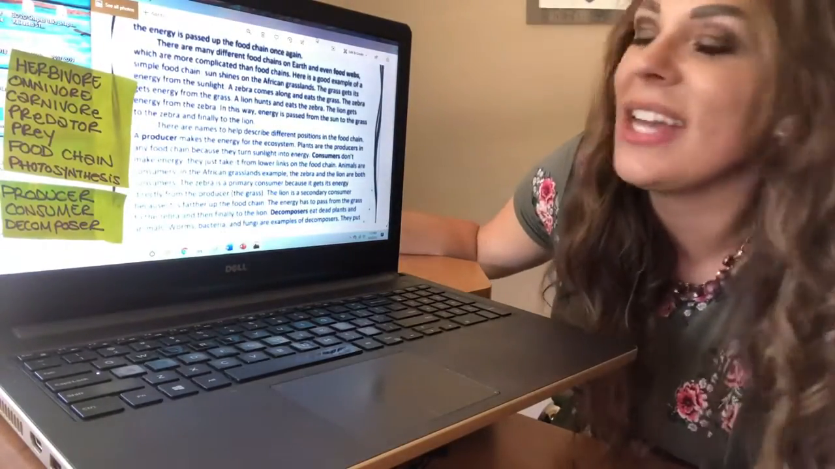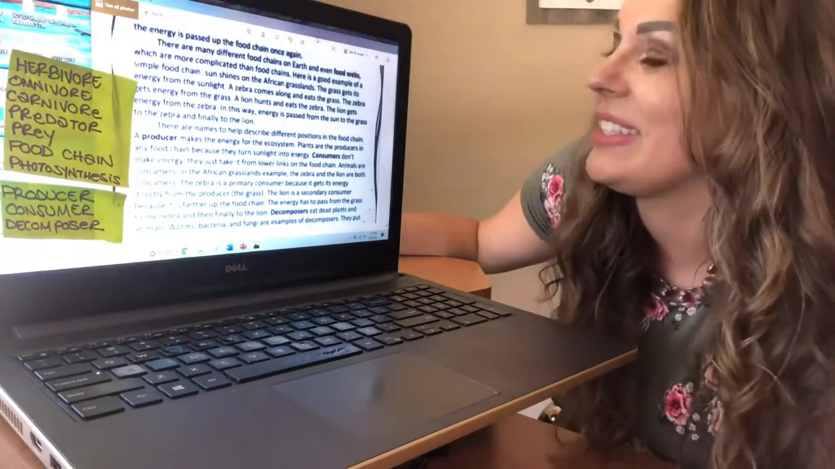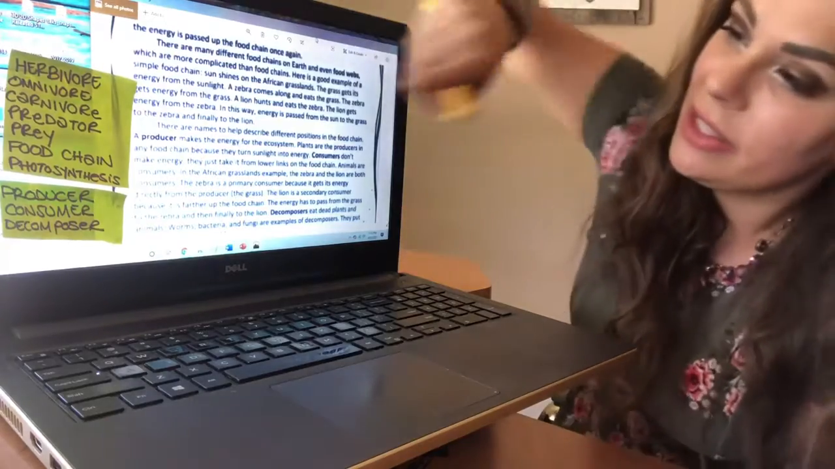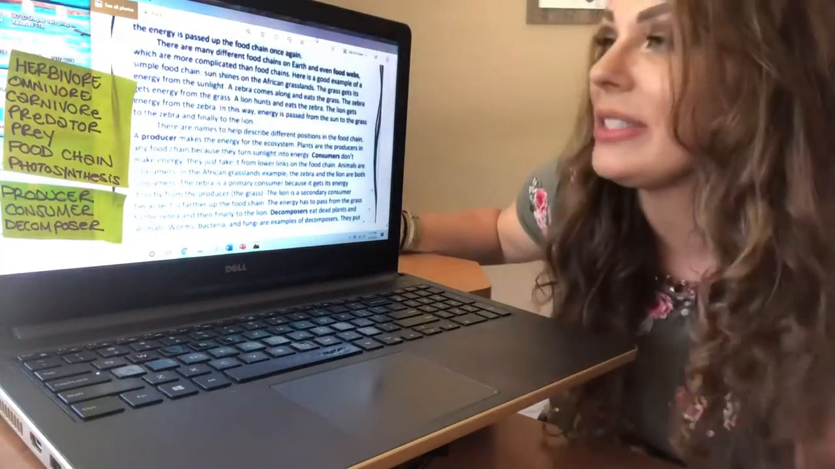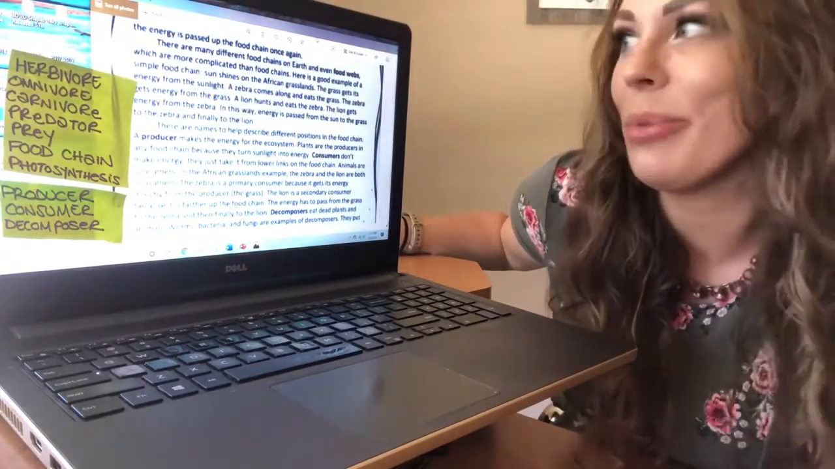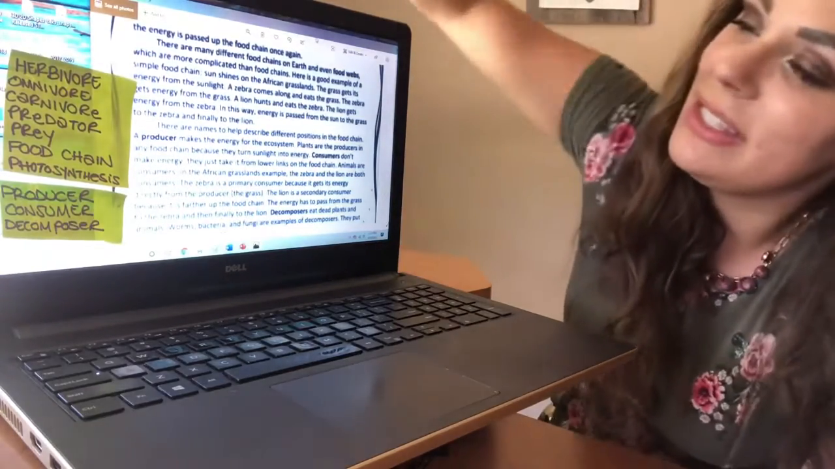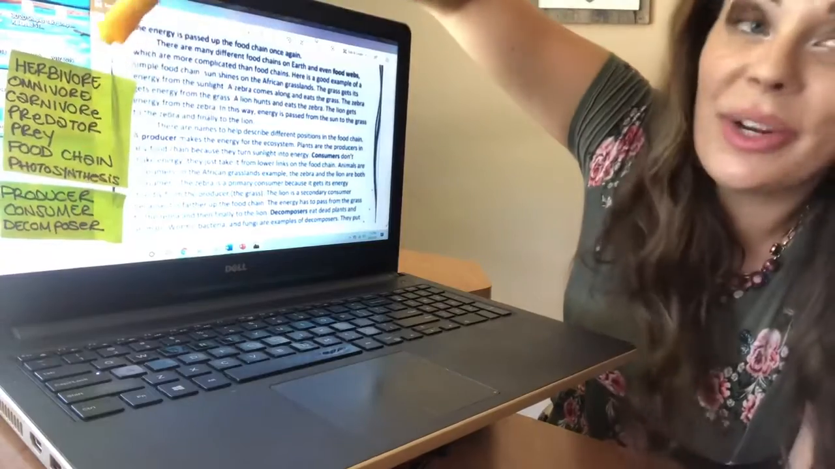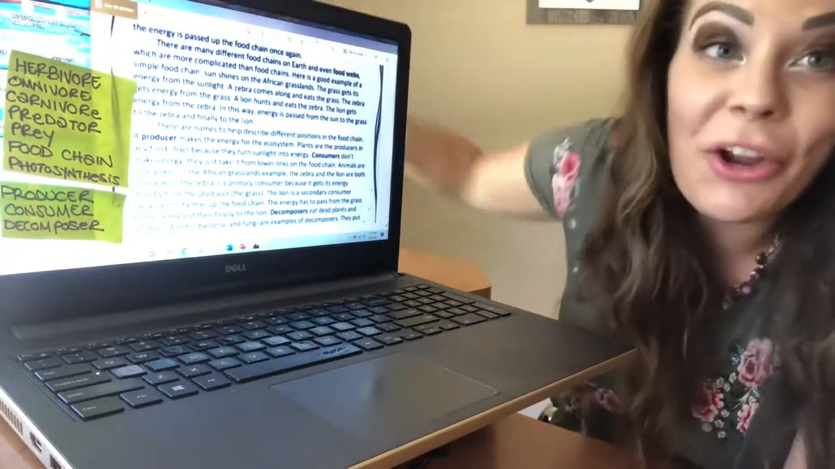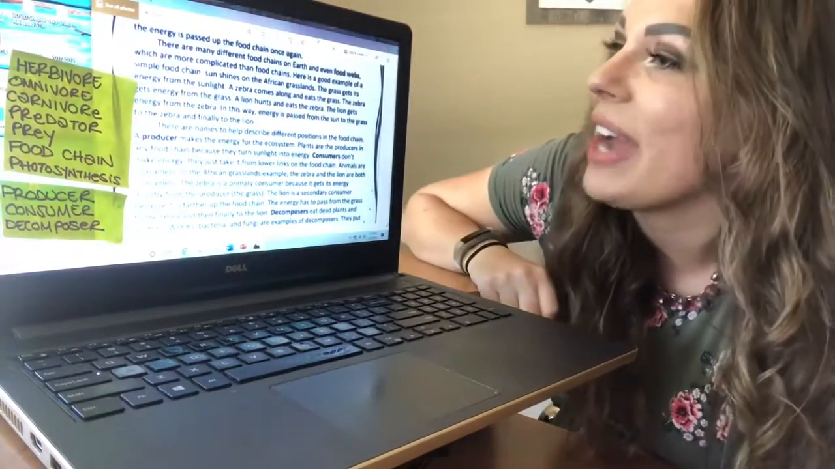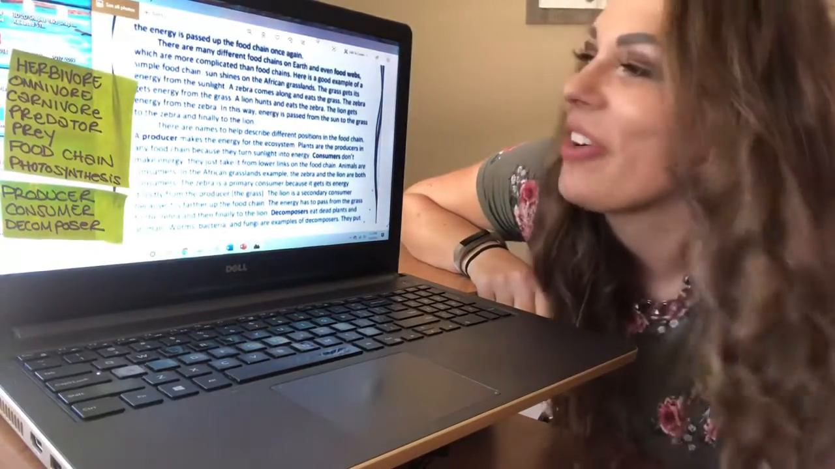Sun shines on the African grasslands. The grass gets its energy from the sunlight, so that would be a producer. The grass is a producer. A zebra comes along and eats the grass. That makes the zebra a consumer and also an herbivore. So the zebra comes along and eats the grass. The zebra gets energy from the grass.